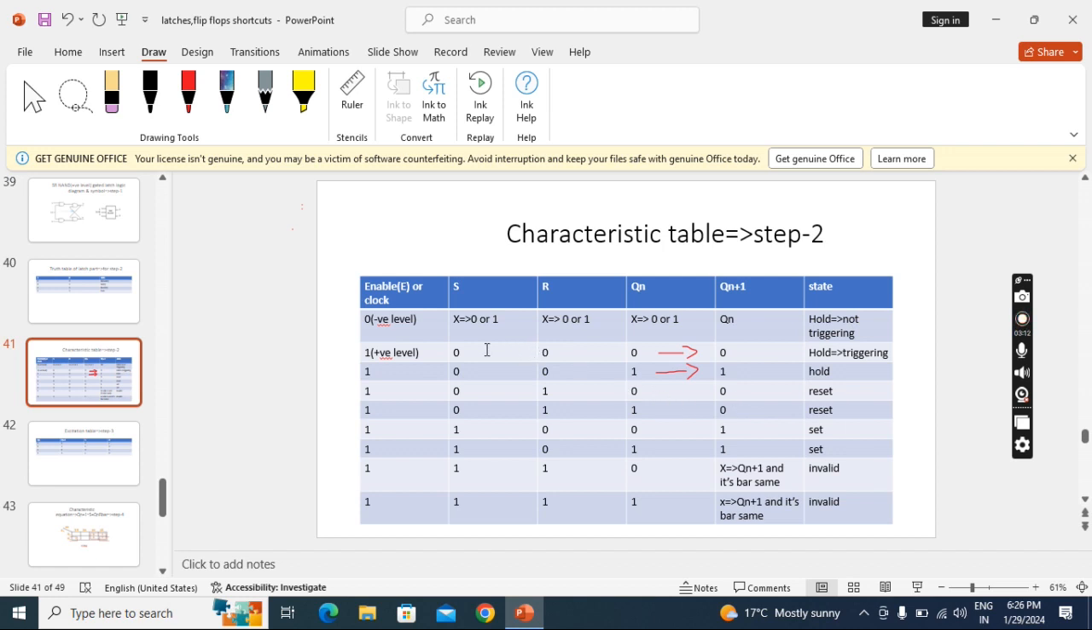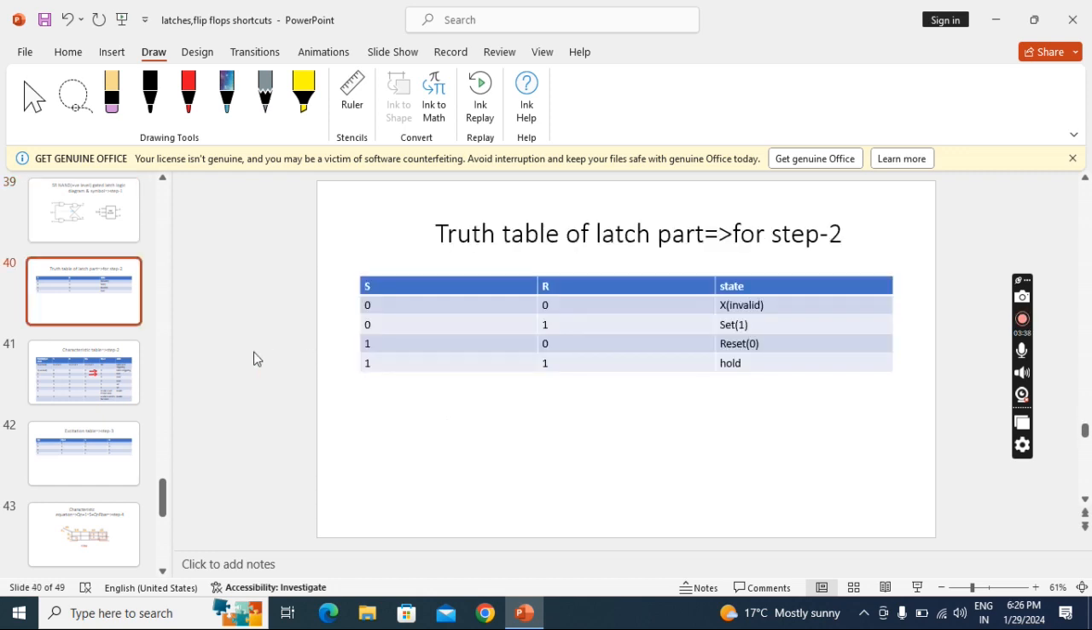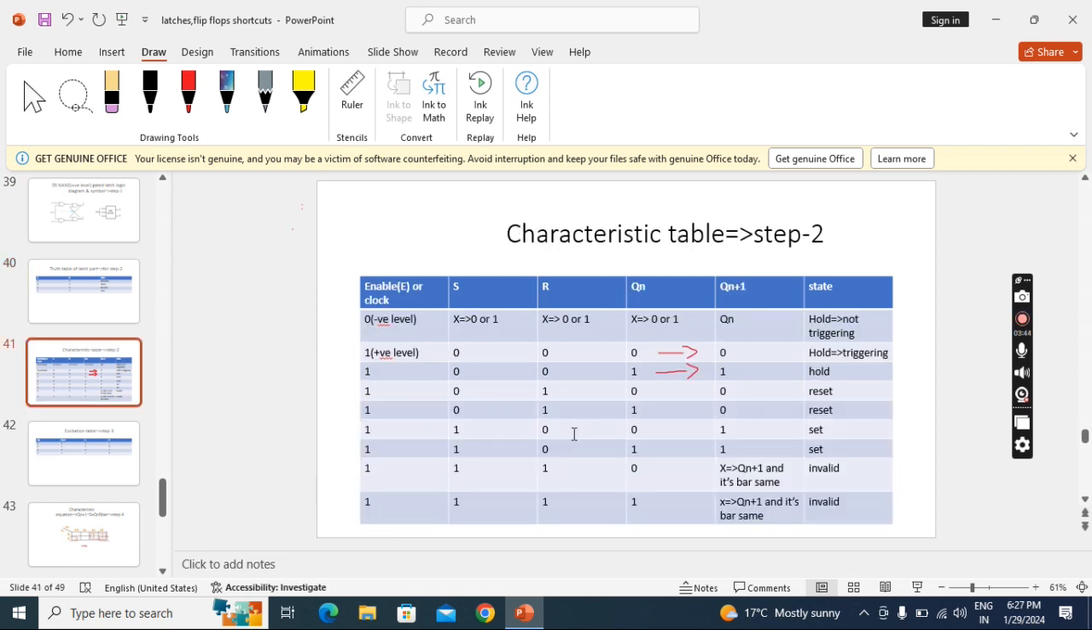Now we'll see the Qn+1 values and state names. Here I am applying S equal to 0, R equal to 0 and clock value 1. Then what will happen? Go to the circuit diagram. Here it is 0, here it is 0, here it is 1, here it is 1. If any one input is 0, the output becomes 1. So 1, 1 are going to the non-gated latch. When 1, 1 go to the non-gated latch, hold will happen. So the circuit will become hold. It means Qn+1 becomes Qn only. What is the Qn value? When we apply S 0, R 0, if Qn value is 0, Qn+1 is 0, and Qn value 1 also.